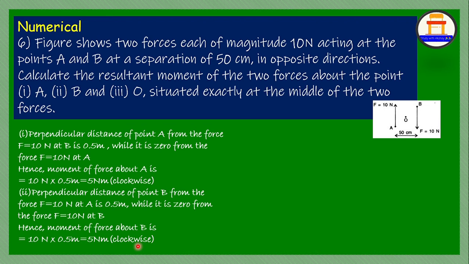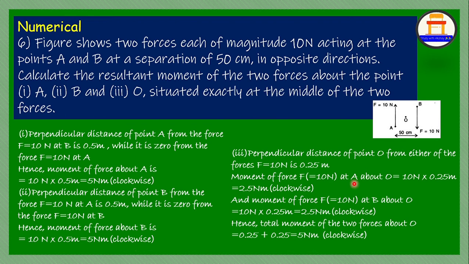Now coming to O. The perpendicular distance at point O from either of the 10 Newton forces is 0.25 meters. 0.25 is the perpendicular distance, so it will be half of it. Upon finding the moments, you will get 2.5 and 2.5. Again, it will also be 5 Newton meter upon adding both the clockwise moments. So basically it's a couple. For a couple, we add up both the moments. Moment of couple is equal to either force into the perpendicular distance.